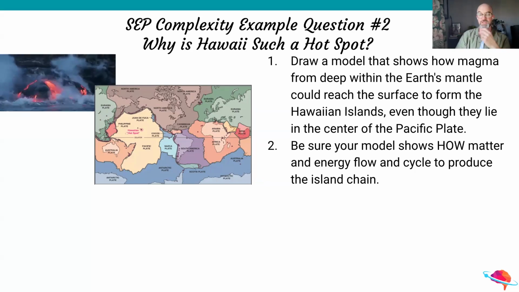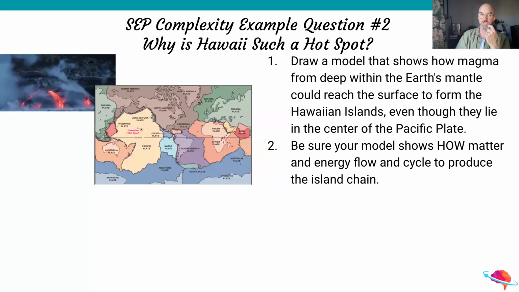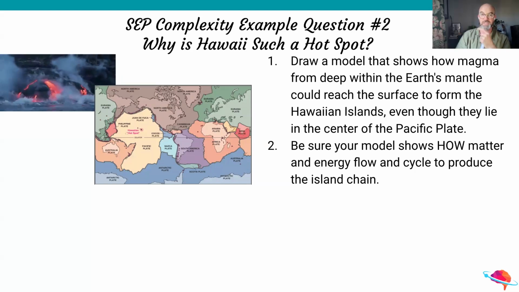And we asked students these two questions to answer. So the first question is, draw a model that shows how magma from deep within the Earth's mantle could reach the surface to form the Hawaiian Islands, even though they lie in the center of the Pacific plate. Second, be sure your model shows how matter and energy flow and cycle to produce the island chain.